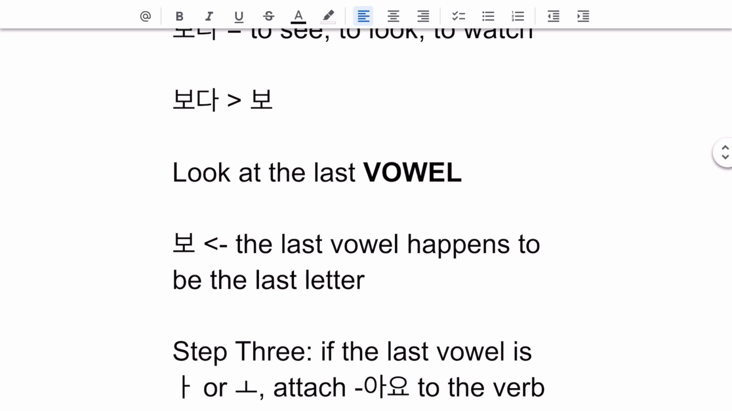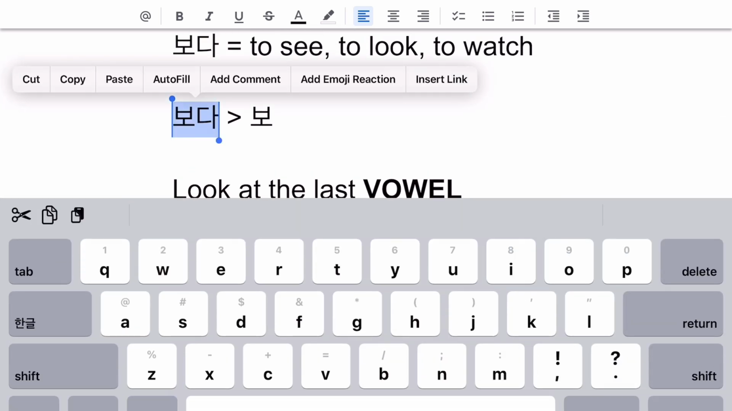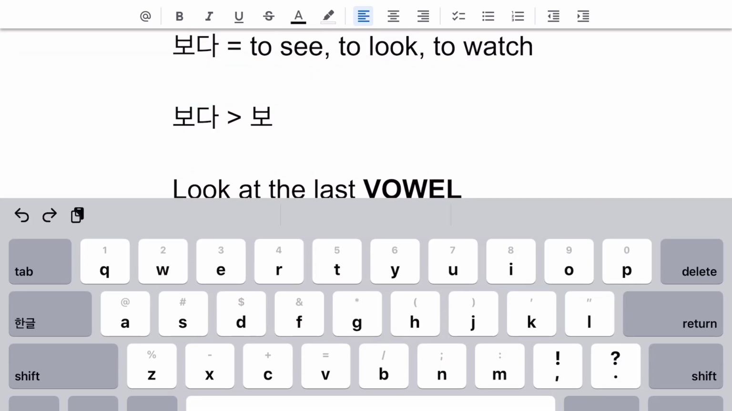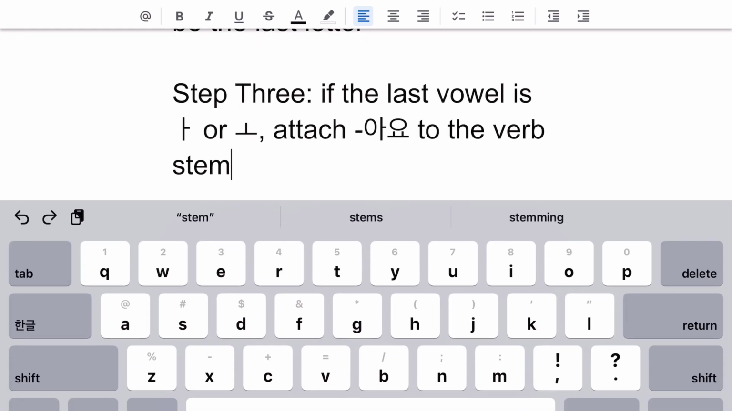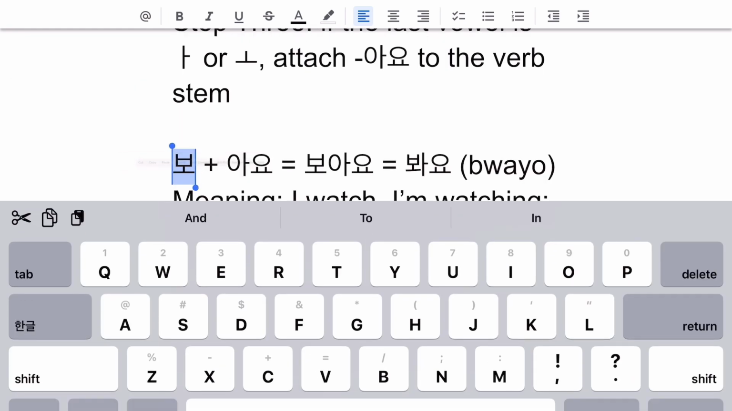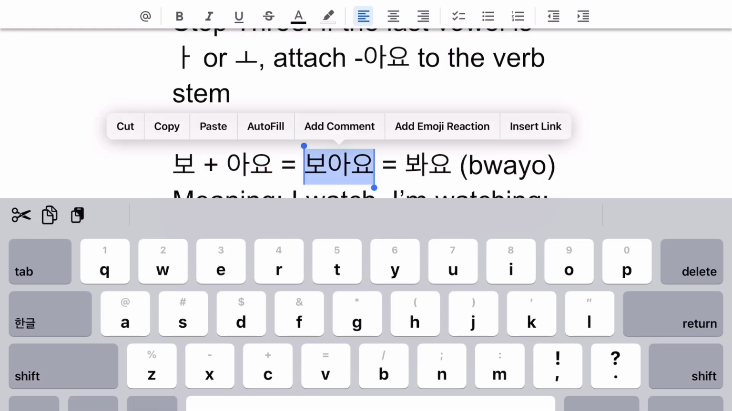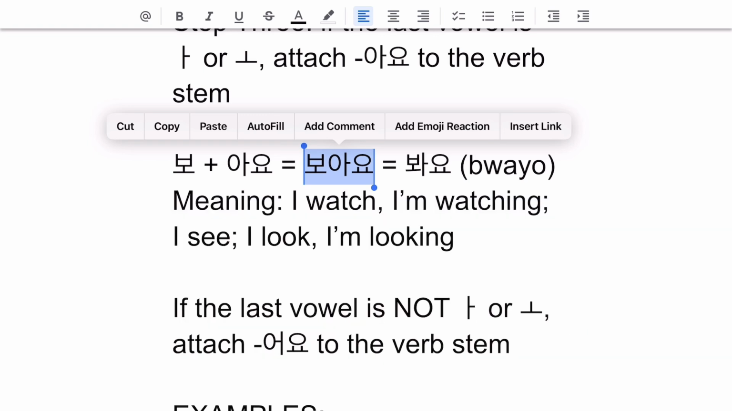And yes, I almost forgot to mention, when you remove the da, after it's removed, this is called the verb stem. So the verb stem, we must attach ayo. So 보 plus ayo, 보아요. And that is a little bit awkward. Technically correct, but a little bit awkward.